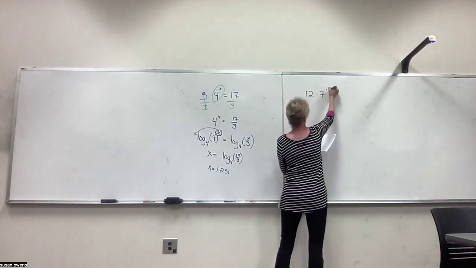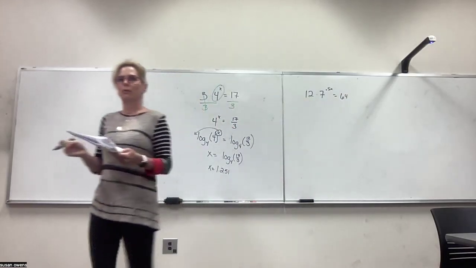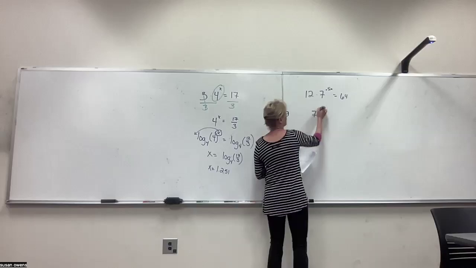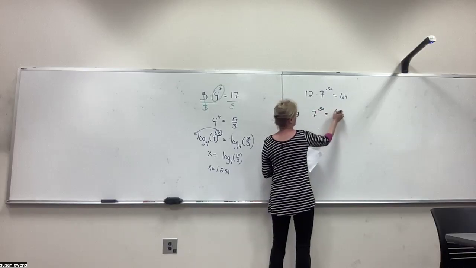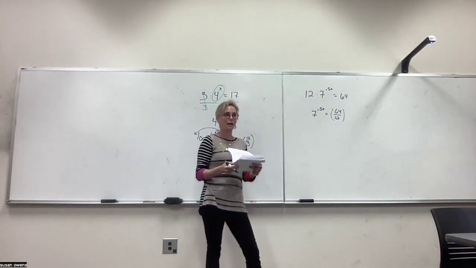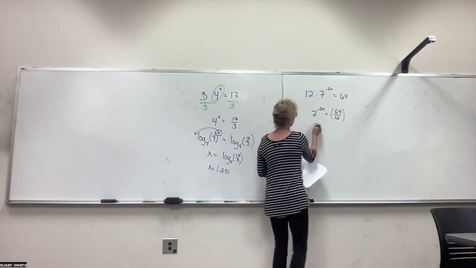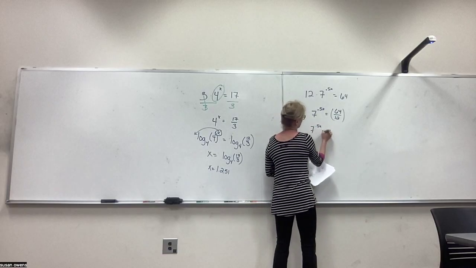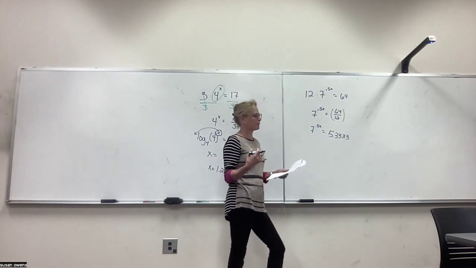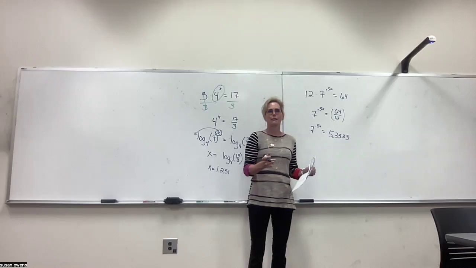7 to the 0.5x equals 64. Good. What do we do first? Divide by 12. That's 5.3 repeating. I'm going to do 4 decimal places because it really does make a difference with your answer. All right, and now we need to do what to both sides? Log base 7.